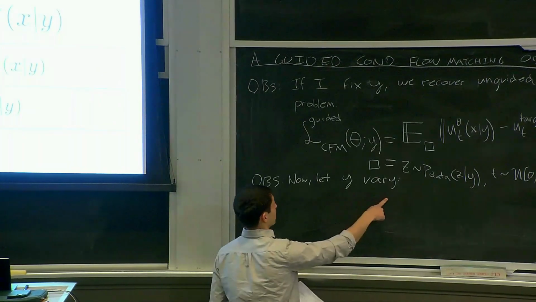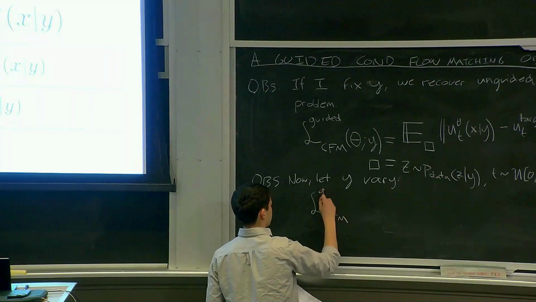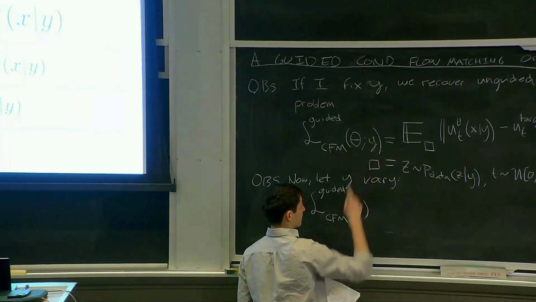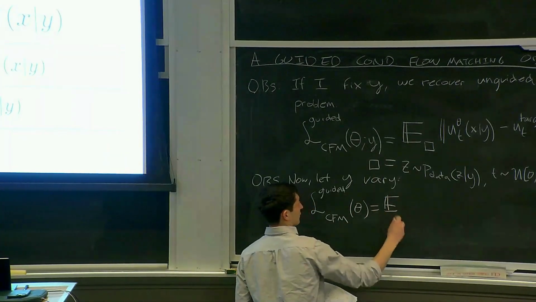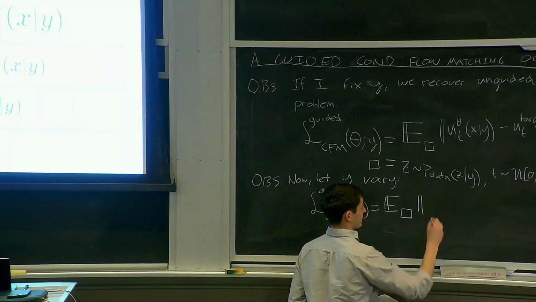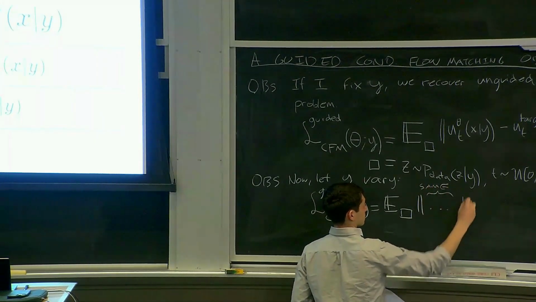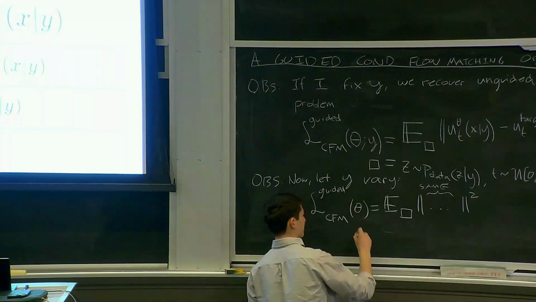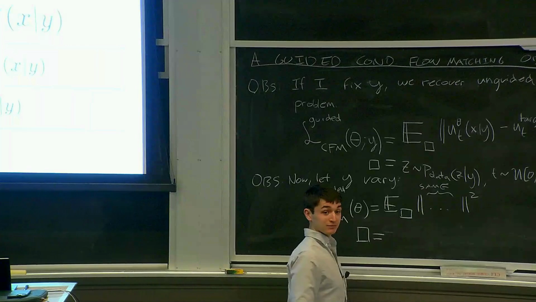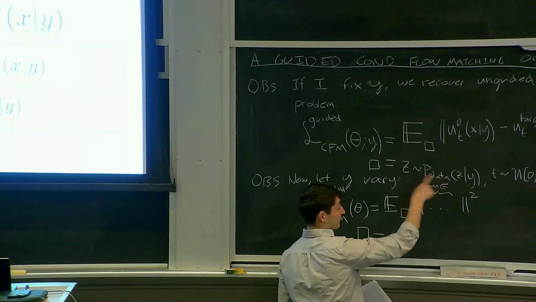OK, so now if we let y vary, let's call this LCFM guided of, now it's just theta, right? We're no longer fixing y. This is going to be an expectation over some square, of this difference, this term here, which is just the same. OK, but the change happens. What do I have to change with square? Sample y. Right, so now we have to let y vary. OK, so really it's this guy that needs to change, z from p data given y.